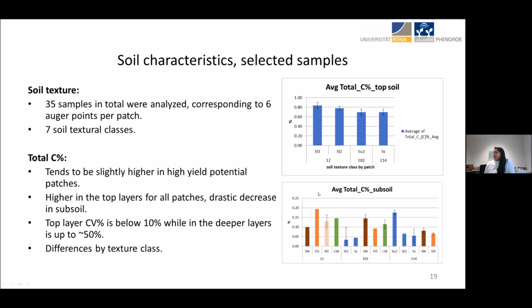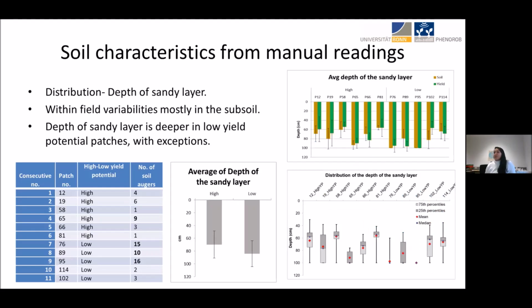Also, another thing that we observed was that the soil textural classes in the subsoil were more heterogeneous. And also the total carbon content decreased drastically from the top layer to the subsoil layer. So these ones, we treat them as the same when we use this data as an input to the crop models. Also, another interesting characteristic that we found was the distribution of the sandy layer. So in the topsoil, typically you have dominantly sandy textural classes, but then as you go deeper, there is the appearance of a loamy layer.